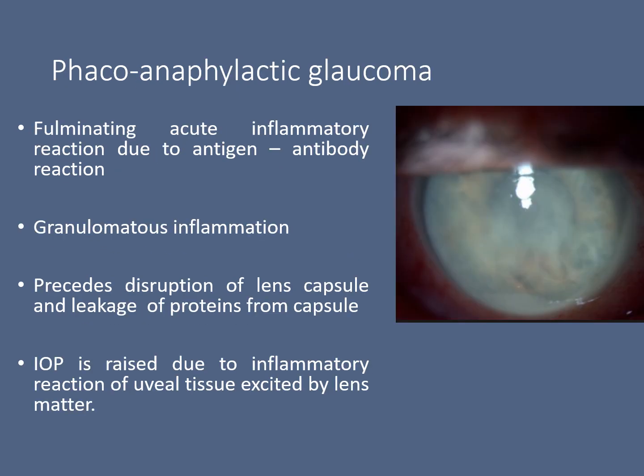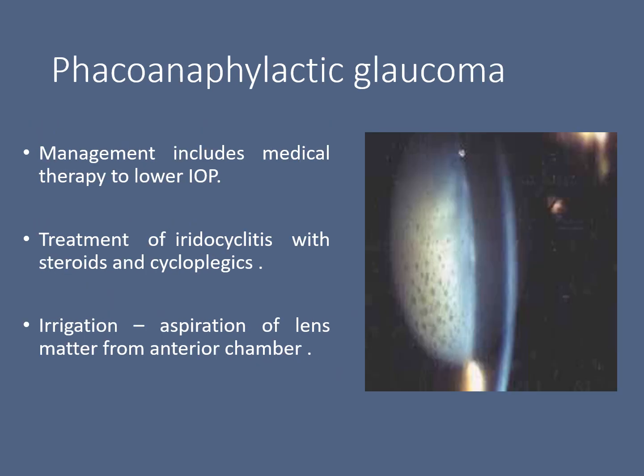Then we have phacoanaphylactic glaucoma, which is a fulminating acute inflammatory reaction due to antigen antibody reaction. Basically, it is a granulomatous form of uveitis, which follows disruption of the lens capsule and leakage of proteins from the lens. Basically, there is an antigen antibody reaction occurring against the proteins of the lens, which leads to increase in intraocular pressure. So here again, the management first is to control the pressures by medical therapy. Along with this, we also have to treat the iridocyclitis with steroids and cycloplegics. And finally, we have to do irrigation and aspiration of lens matter from the anterior chamber.